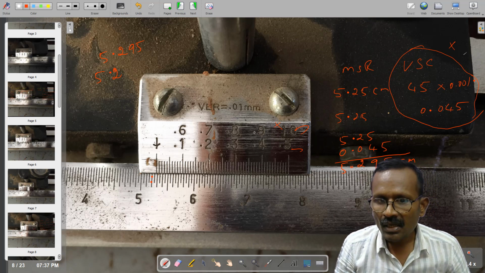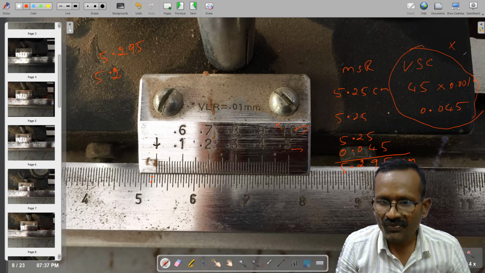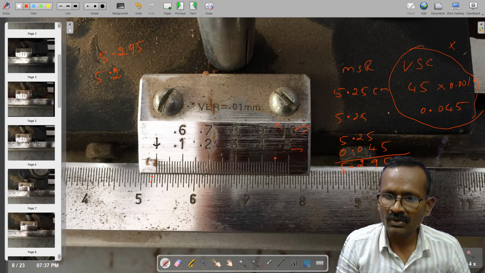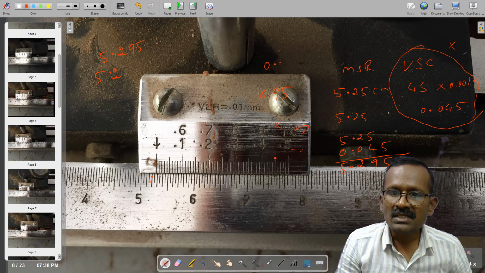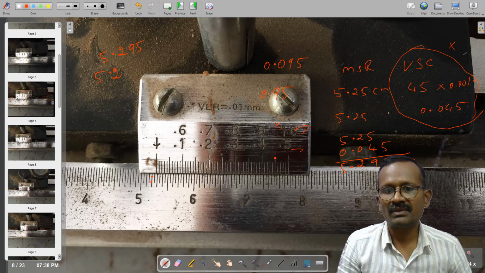And now you go here. 95, 96, 97, 98, 99. So 0.95. This 95 should be taken as 0.095. 0.095, and this is in centimeter. See, this should be 0.095.